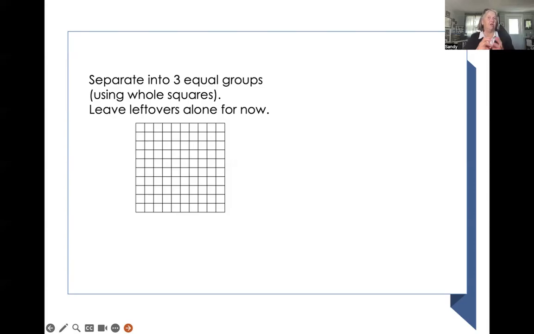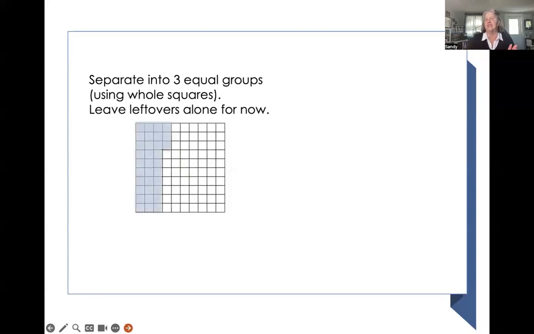So we can start with our whole, the one that you've already seen in this video and in others, a 10 by 10 grid. And my directions to your children would typically be separate into 3 equal sections. Okay, and you're going to use whole squares. We don't want them cutting apart the square at this point. That's going to be purposeful.